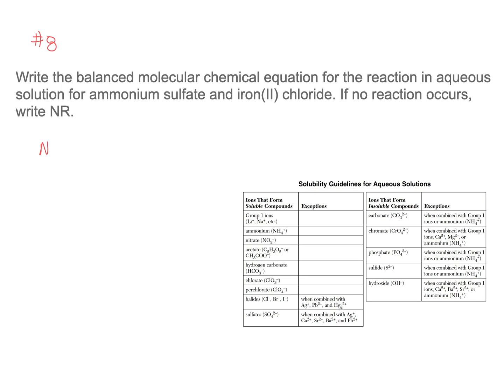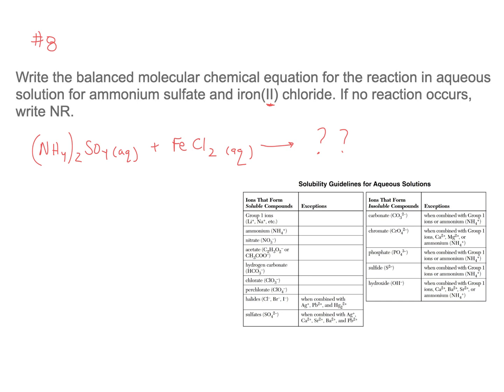So ammonium is NH4 plus, sulfate is SO4 2 minus. So that means I need 2 ammoniums to balance out the charge on sulfate. That is in aqueous solution with iron 2 chloride. So if iron is 2 plus, I would need 2 chlorides at -1 each. And it asks us to predict the product of that reaction.